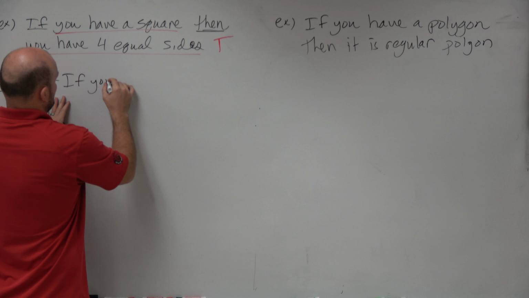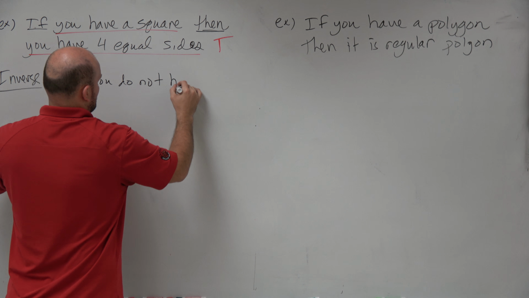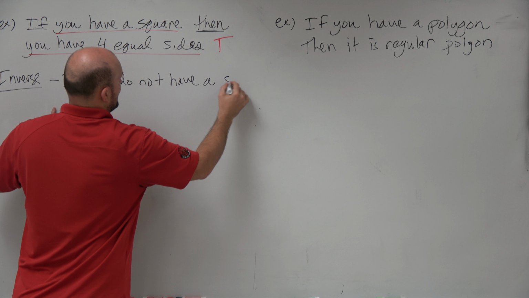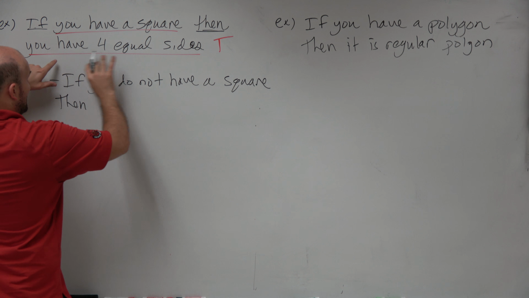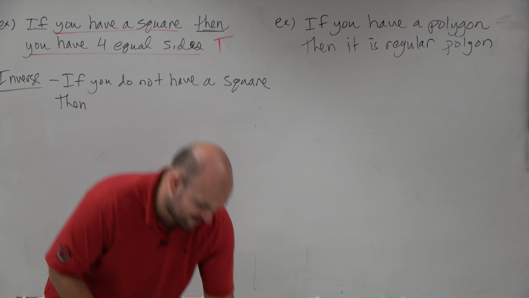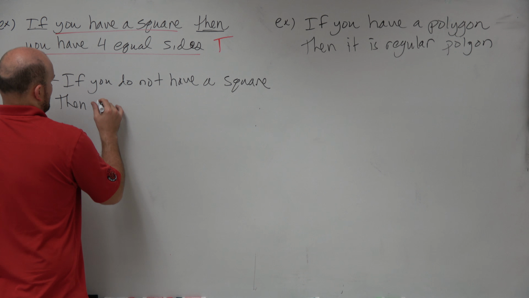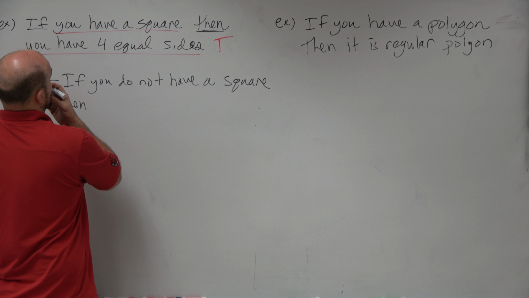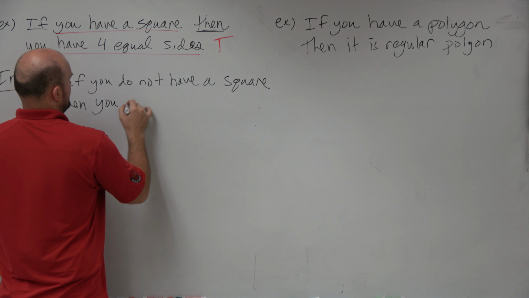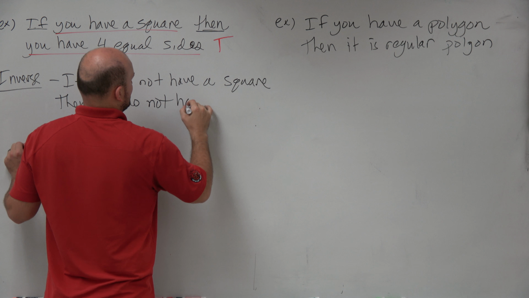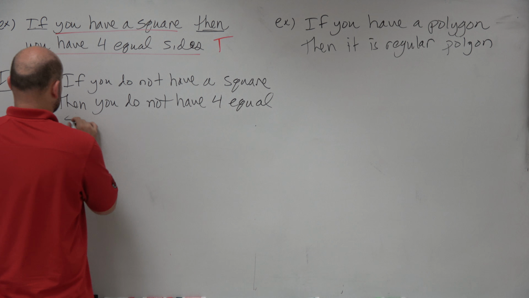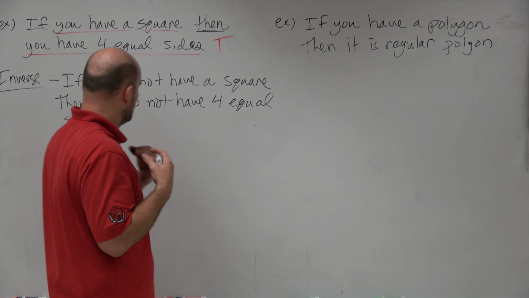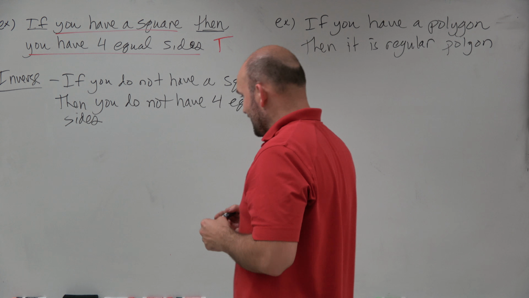So the opposite of if you have a square: if you do not have a square, then the opposite of having 4 equal sides is not having 4 equal sides. Then you do not have 4 equal sides. Let's see if this is true. So you don't have a square. That means you cannot have 4 equal sides.